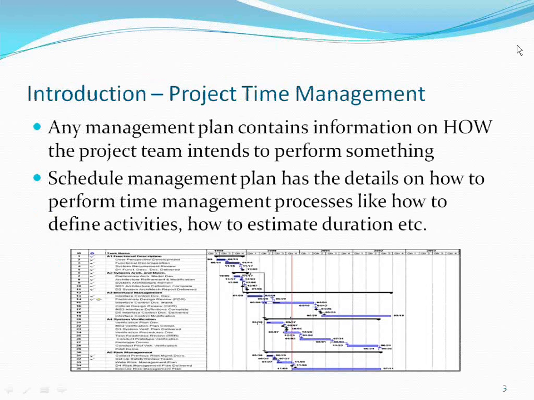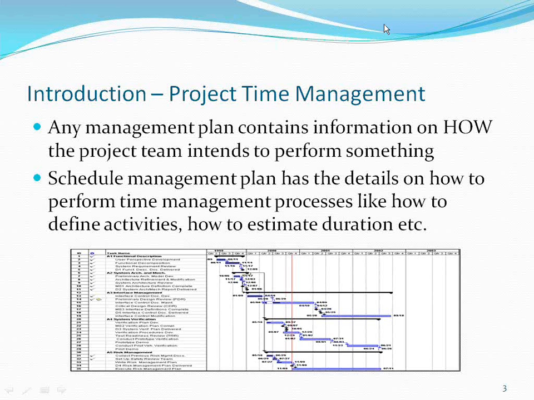So can anyone tell all the 7 processes we have? Plan schedule management, define and sequence activities, estimate activity resources and durations, develop schedule and control schedule. Excellent. So plan schedule management, define activities. Once you define the activities, you have to arrange them in a sequence. It's called sequence activities. Estimate activity resources, estimate activity durations, develop schedule and control schedule. So these are the 7 processes you have in time management.